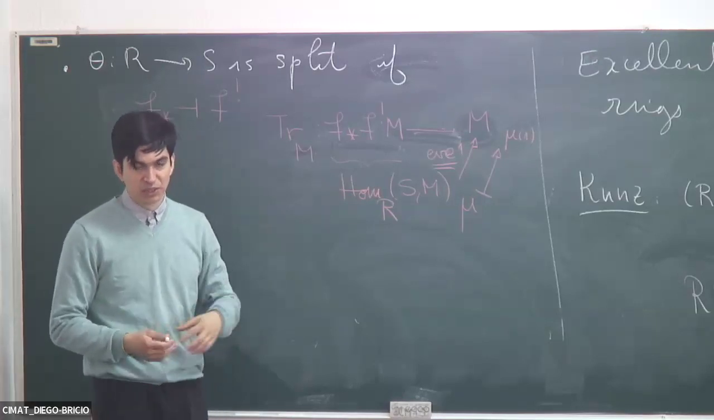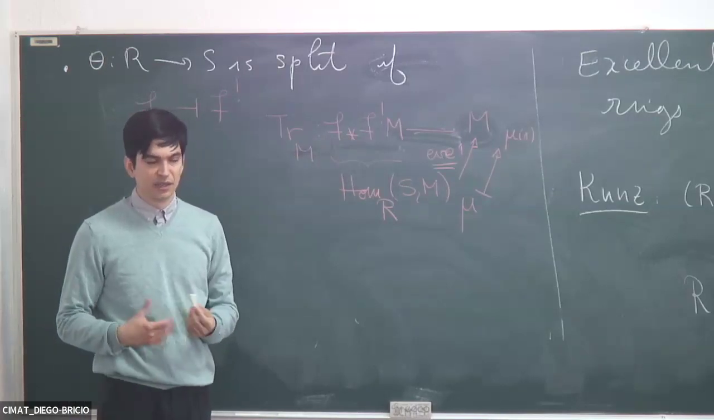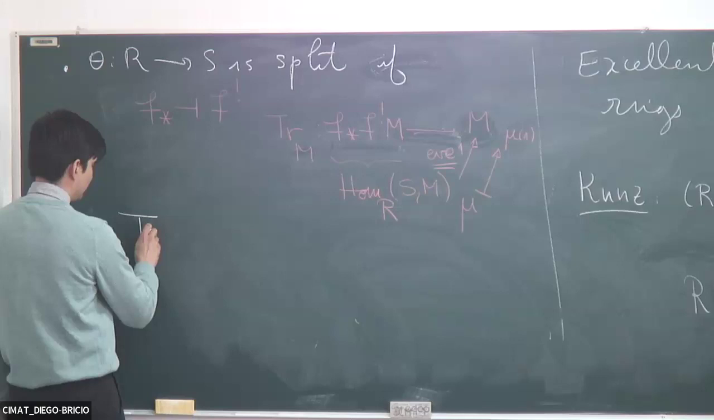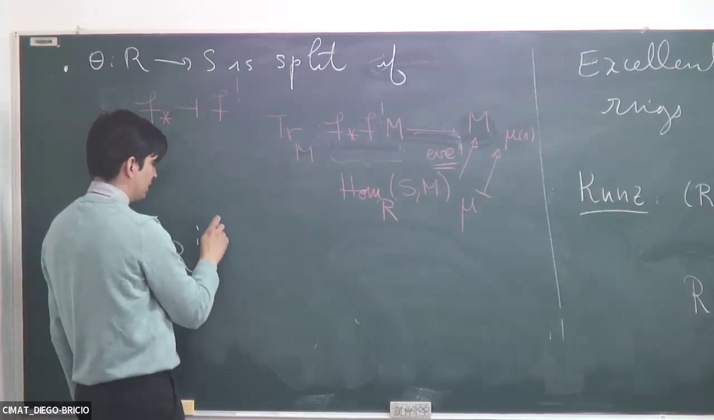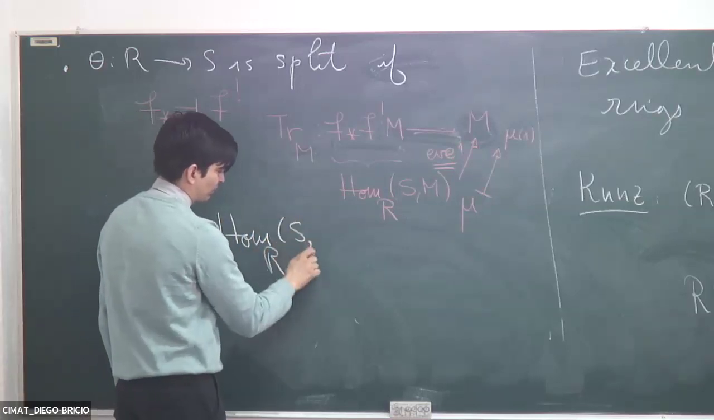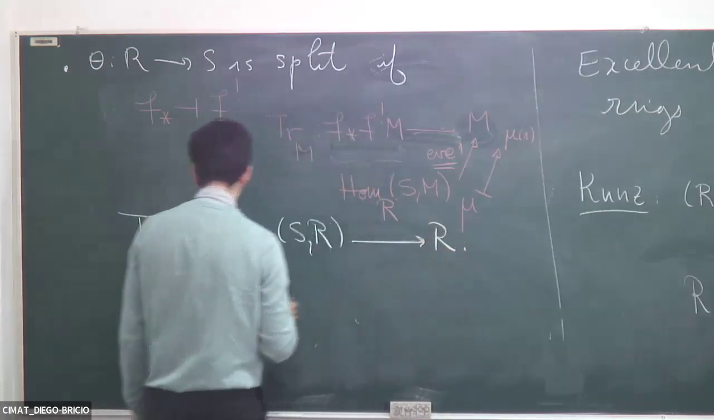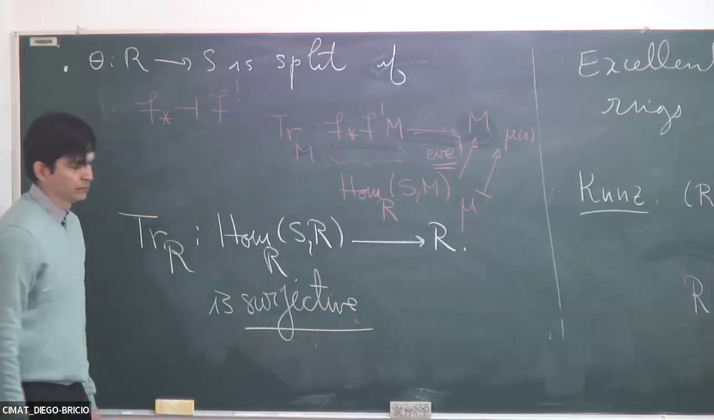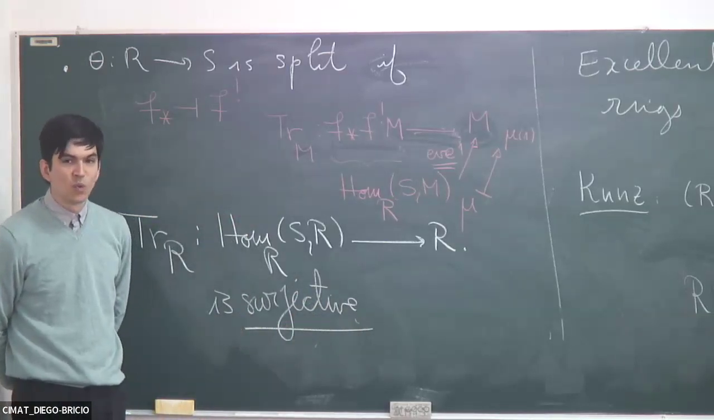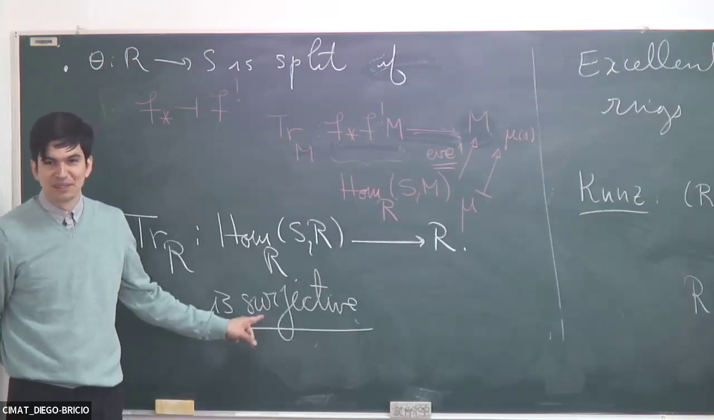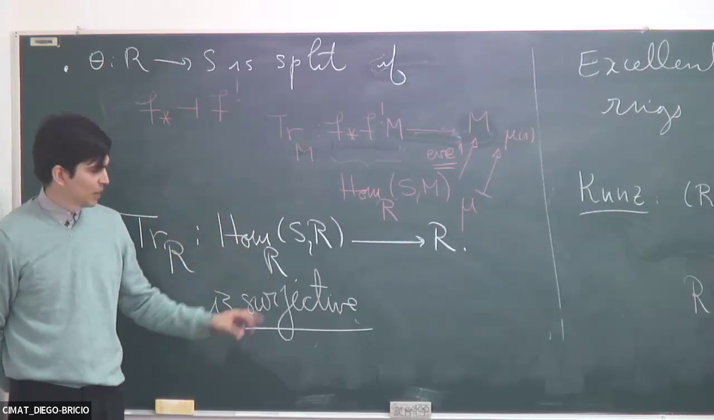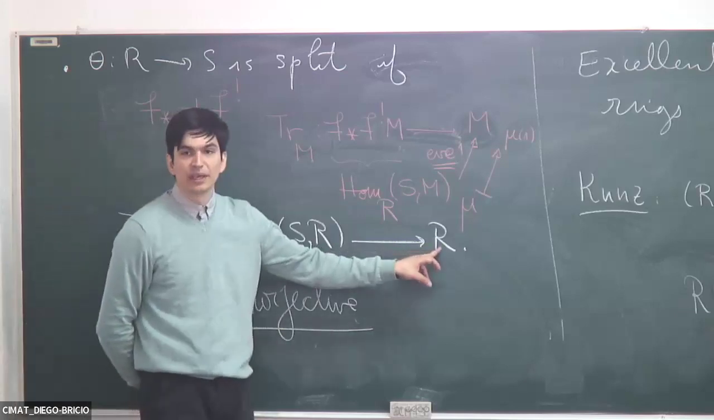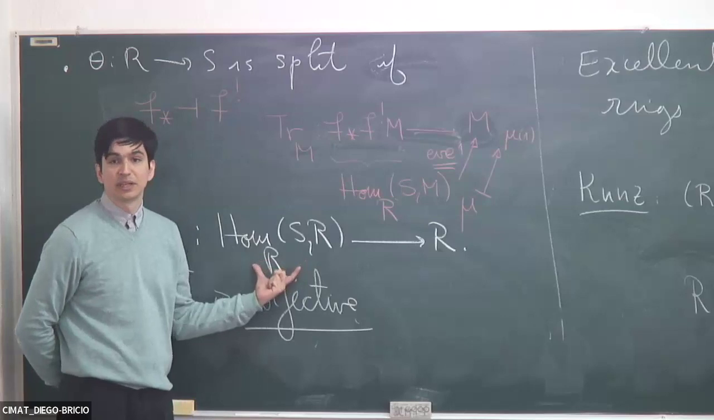So splitness is going to require that this is surjective at least for M equals R. So this is going to be split if the trace of R, which is a map from here to here, is surjective. What does that mean in practice? Well, this is the neat way to think about it. But how can you make an interpretation of this? It means that you can hit one. It actually means that there exists a map here that is surjective.